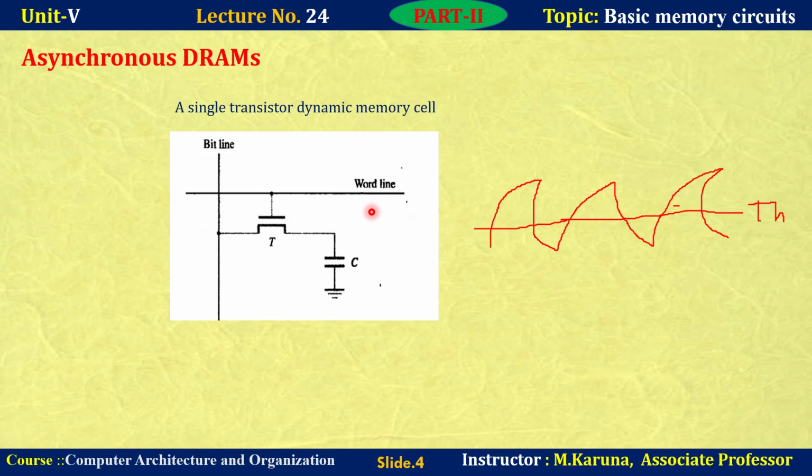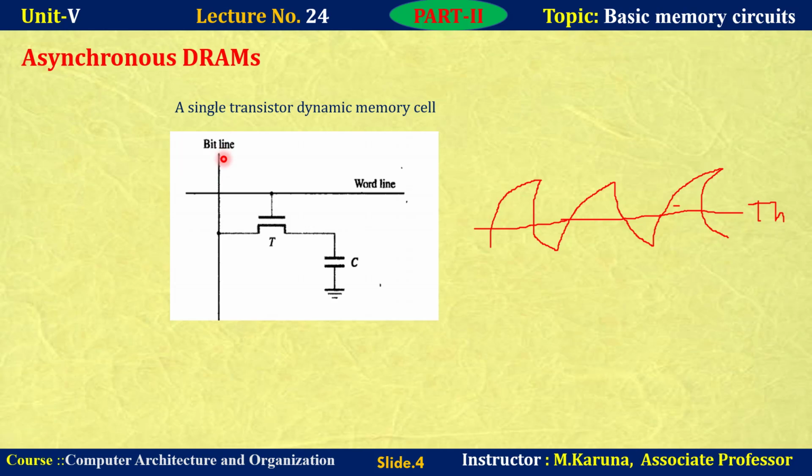If the sense circuit or sense amplifier detects that the charge on the capacitor is below the threshold value, it pulls the bit line to ground level. That means the capacitor has no charge, which represents logic value 0. Likewise, required bits are stored in that memory location, which can be read or written with the help of the sense or write circuit.